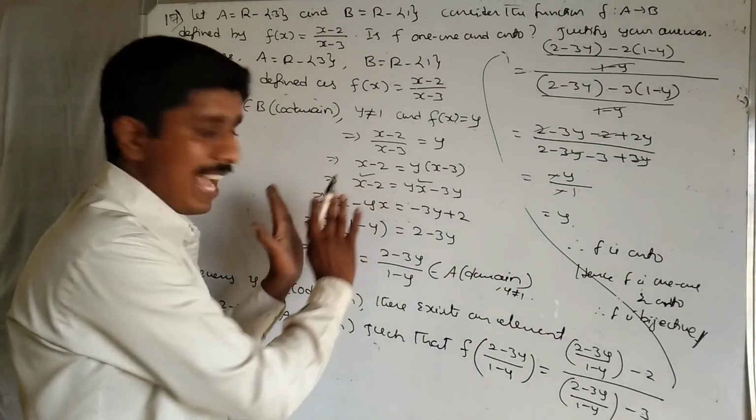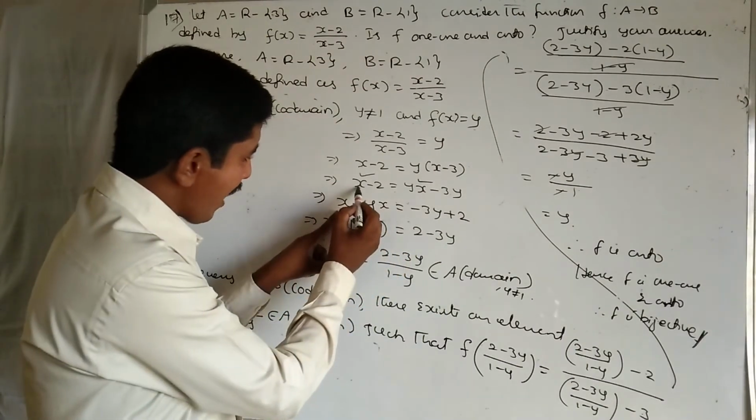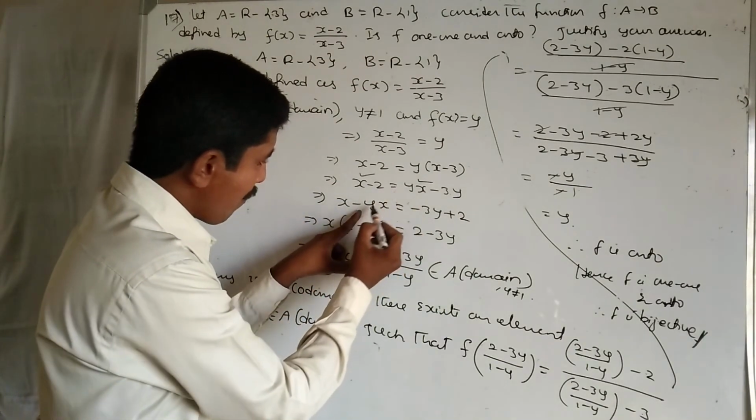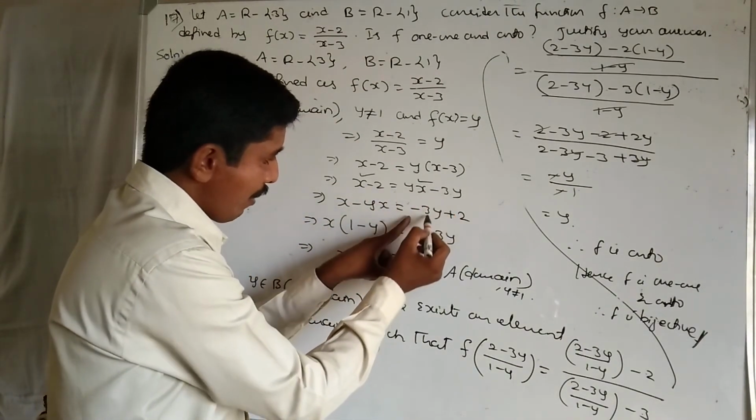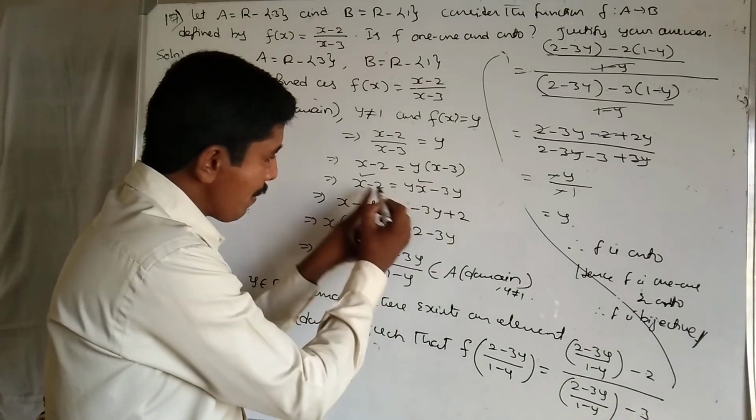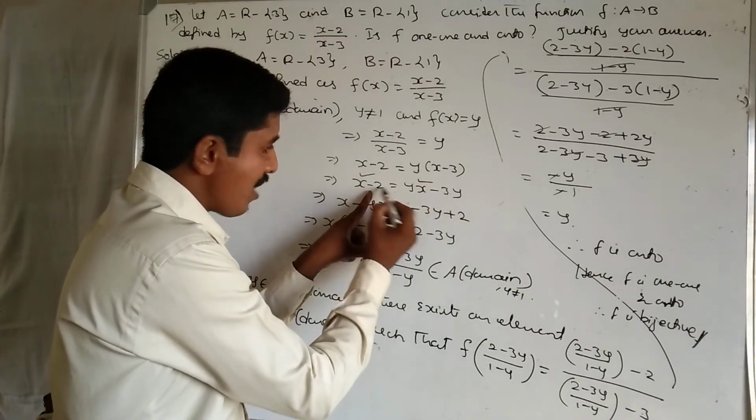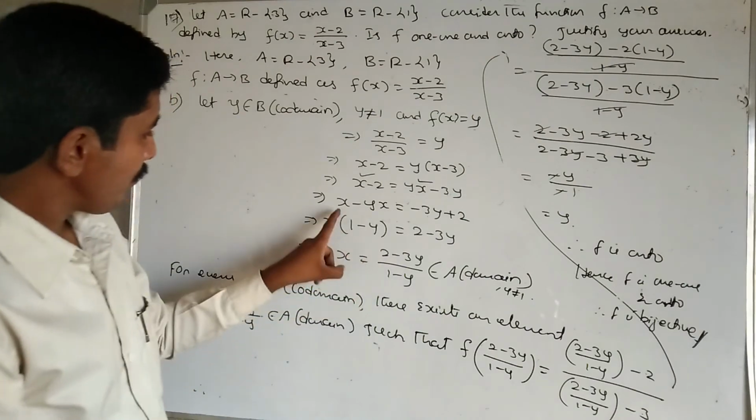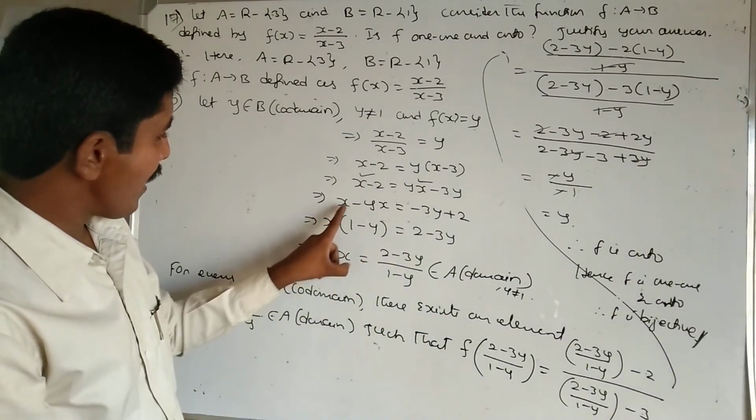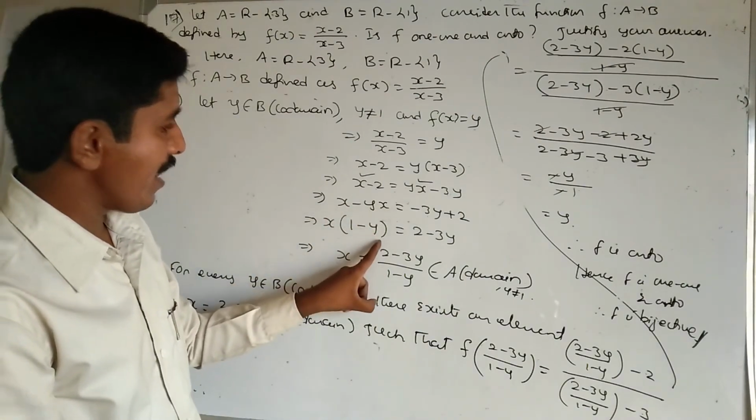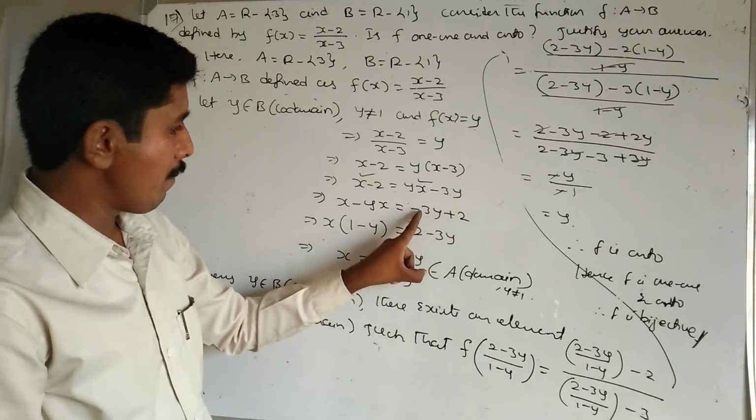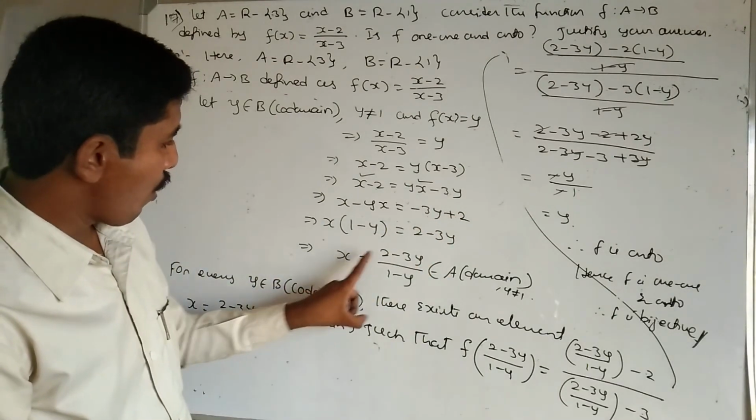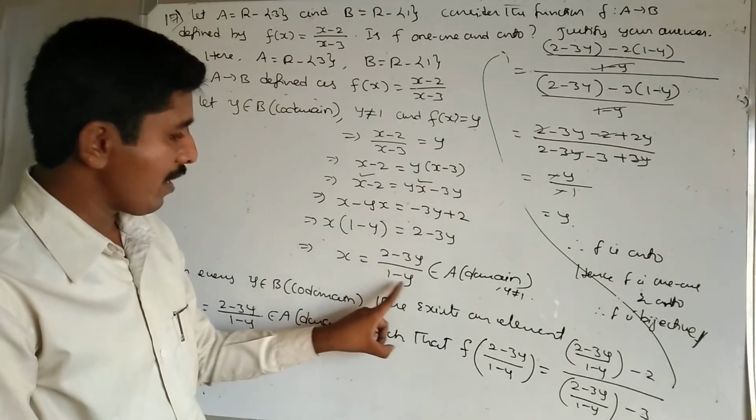Now we are separating x terms and other terms. The x term, take it to the left side, plus becomes minus yx. Right side, the y term as it is, minus 3y. Minus 2, take it to the right side, minus 2 becomes plus 2. Taking x common factor, remaining 1 minus y, equals 2 minus 3y. x equals (2 minus 3y) divided by (1 minus y).